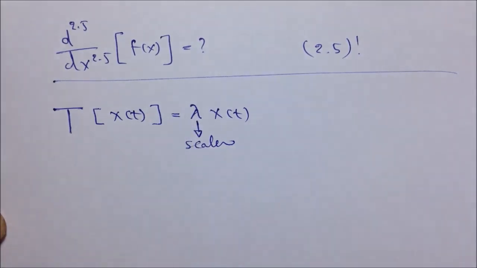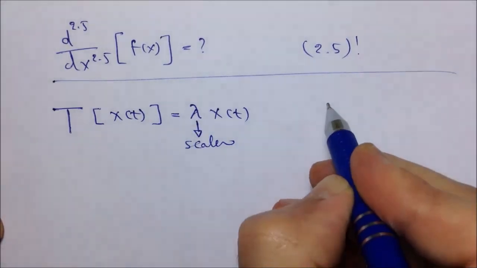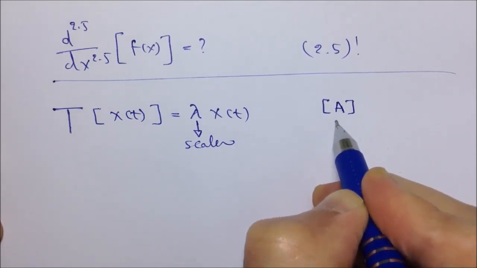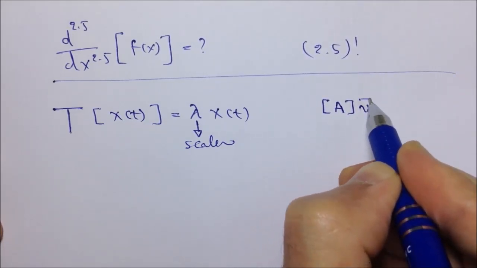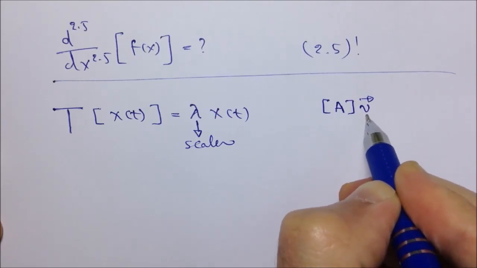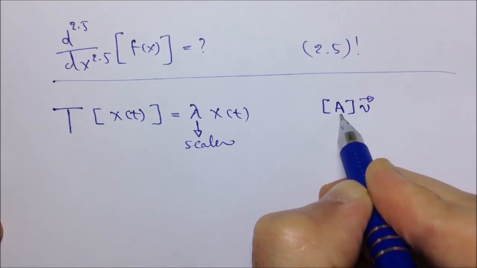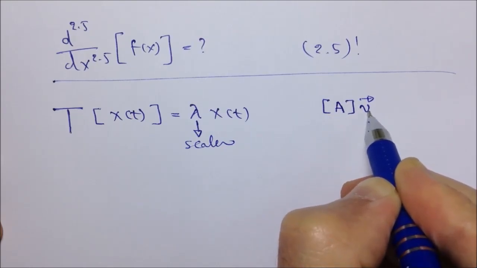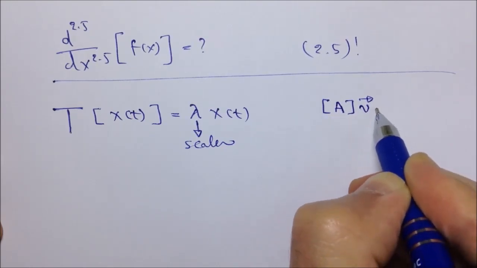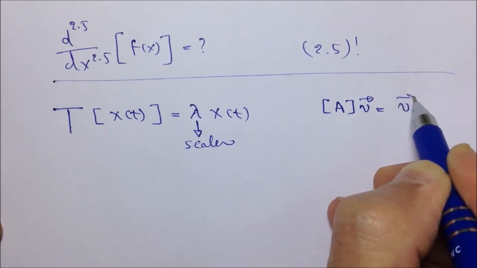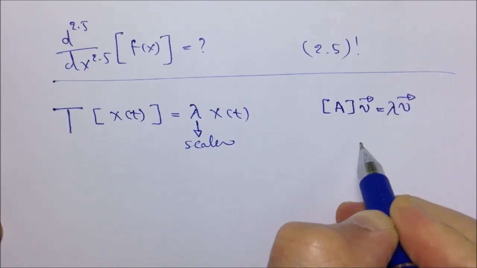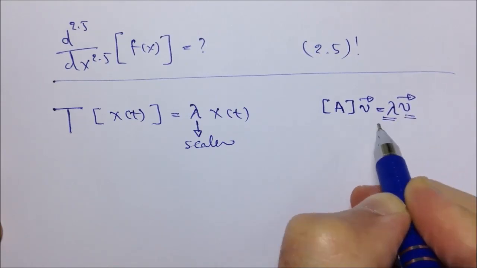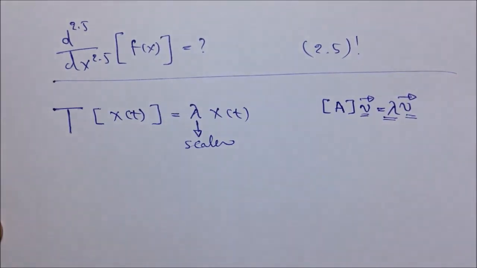Now in matrices, if we consider a matrix A, then a vector v is called an eigenvector of this matrix if the result of multiplying this matrix by this vector to transform it into another vector is v itself, or a scalar version of it. So lambda is called the eigenvalue and v is called the eigenvector.